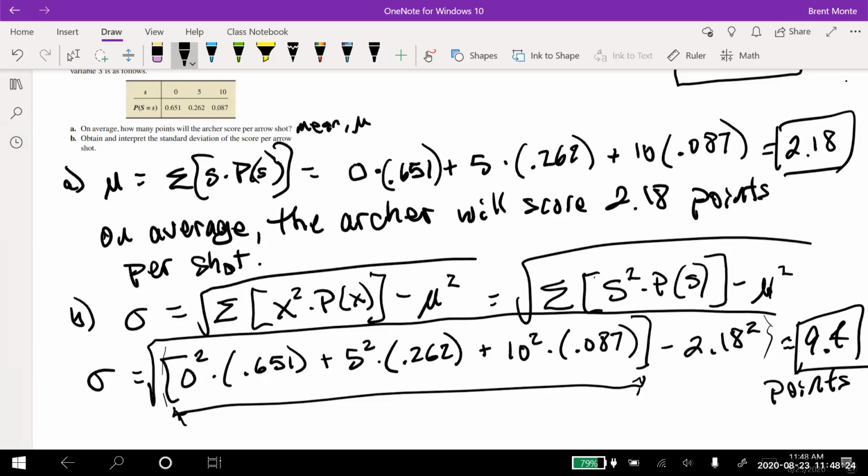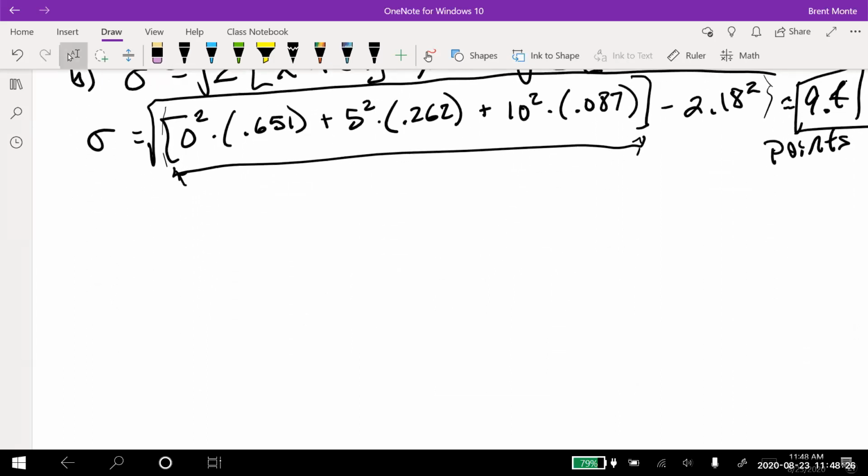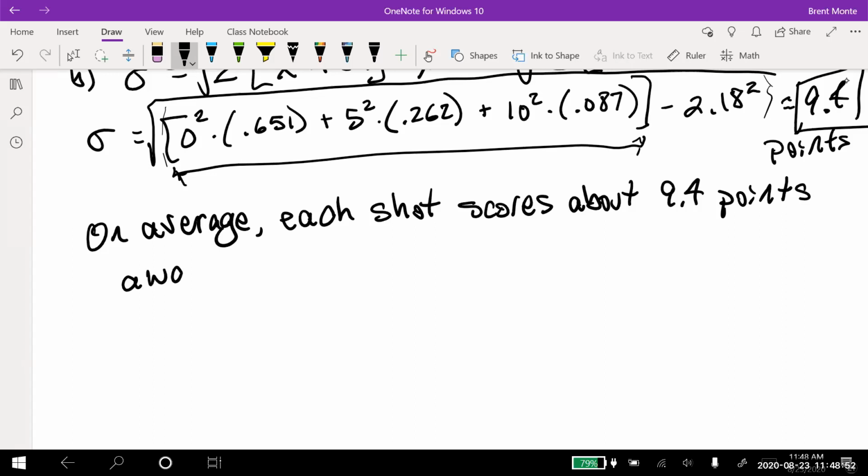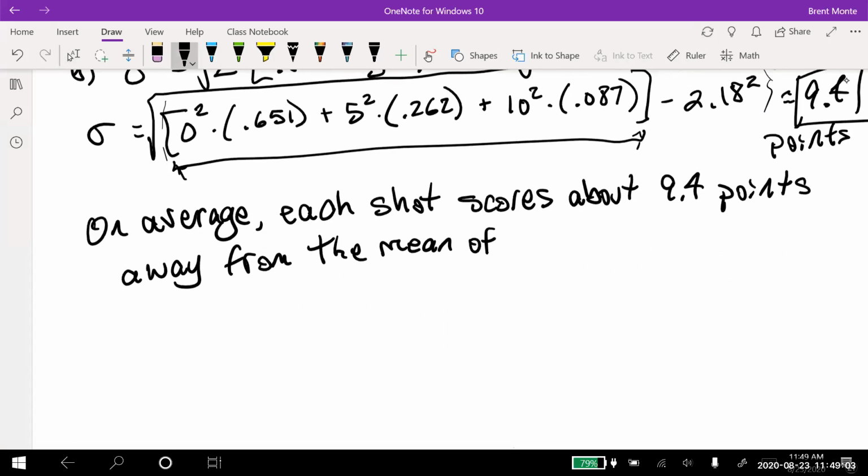And then let's interpret what that means. That's our standard deviation. So we would say something along the lines of, on average, because remember it's an average, each shot scores about 9.4 points away from the mean of, what do we have, 2.18 points.